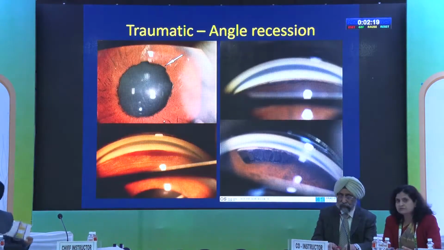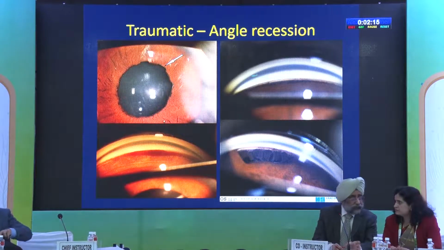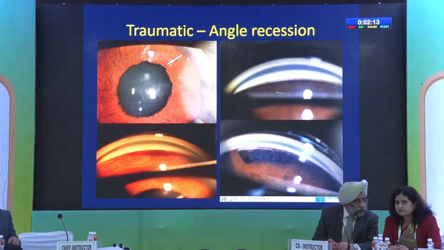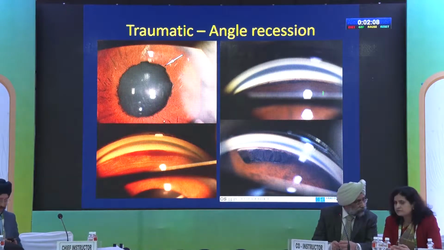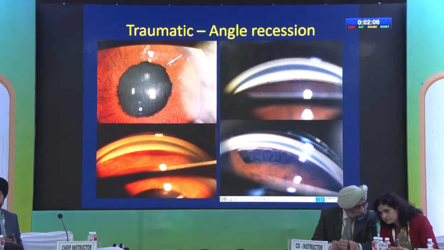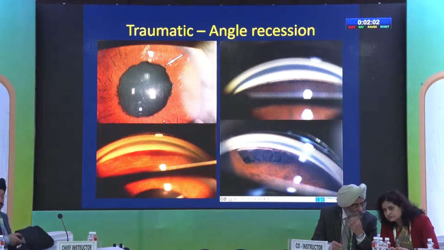Now coming to traumatic angle recession. After trauma, you will be able to see widening of the ciliary body band, as you can see here. This light brown line is the trabecular meshwork, and this is artificial widening of the ciliary body band due to a split between the longitudinal and the radial muscles of the ciliary body.